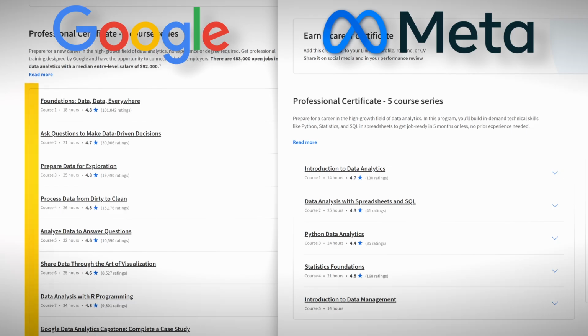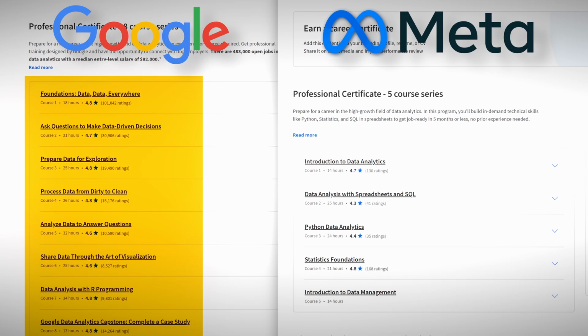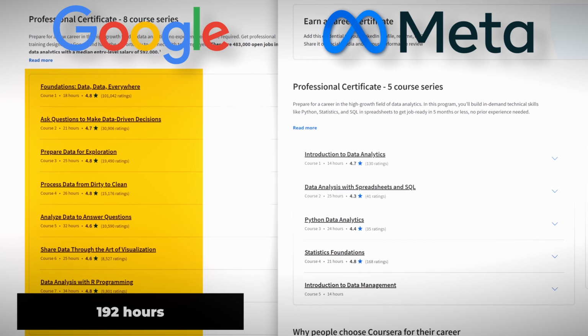Now, when it comes to the time to completion, they both claim to be around 5 or 6 months at 10 hours a week, so it's very similar. But I did find something very suspicious, and if you do take a look at the curriculum, that's when I found an issue. I actually added up the time for each course in the Google certificate, and I got 192 hours in total. That kind of makes sense. It's what you would expect, right?